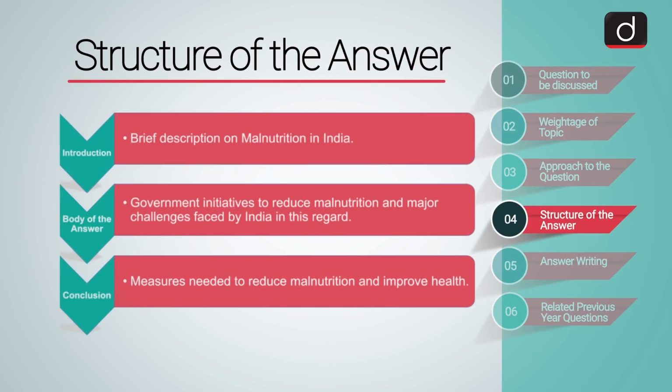Moving towards how to structure the answer. The first part of the answer will be introduction of the answer, which will include a brief description on malnutrition in India. The second part of the answer, that is the body, includes government initiatives to reduce malnutrition and how India is still lagging and what are the major challenges. Lastly, in our conclusion, we will suggest some measures regarding improving health and nutrition.